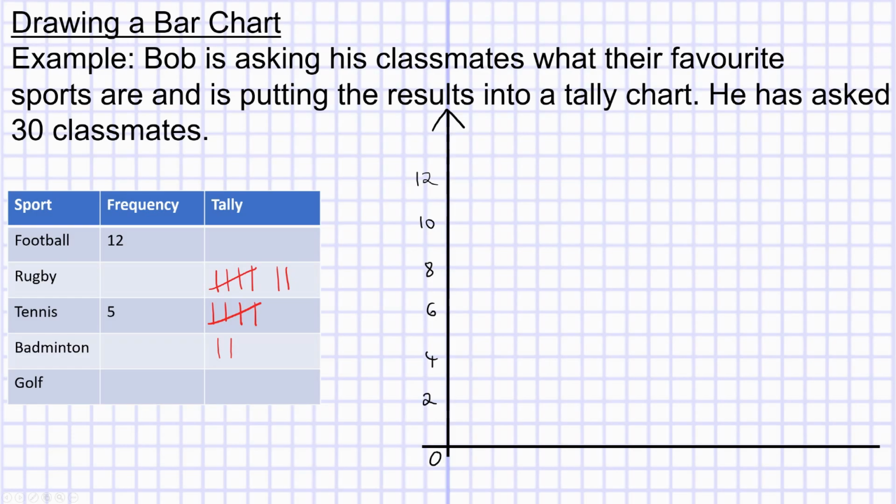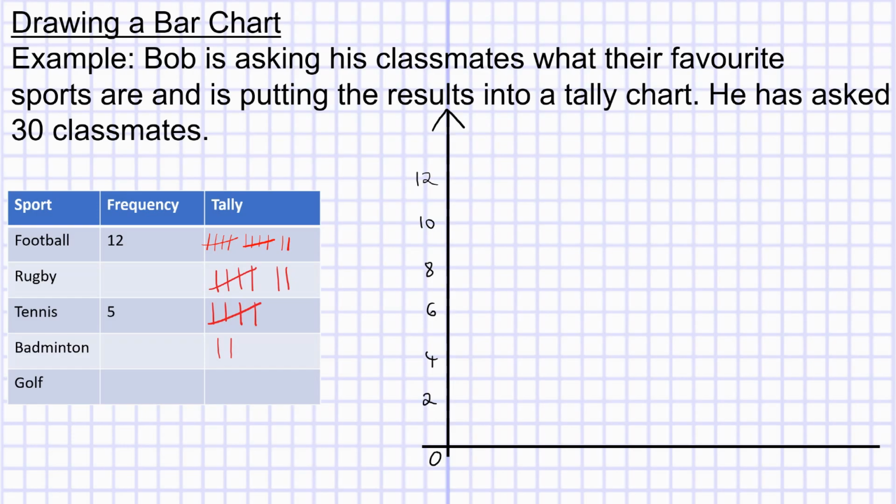So here's an example of how we would draw a bar chart using a tally chart. So the tally chart is not completely filled in. We need to complete this first. So there are 12 people that like football, sorry. So to put that into tallies, as we've seen in tally charts before, I would need to do 5, 10, 11, 12 tally marks.